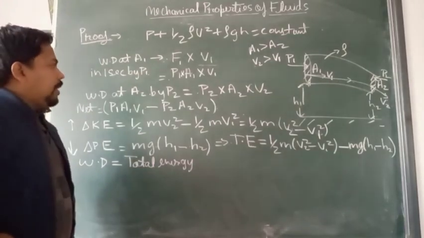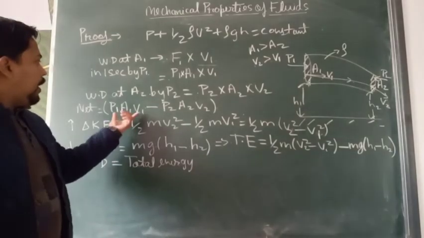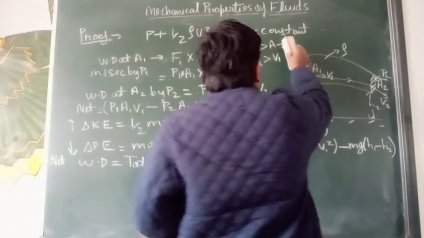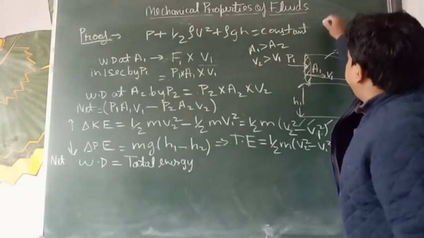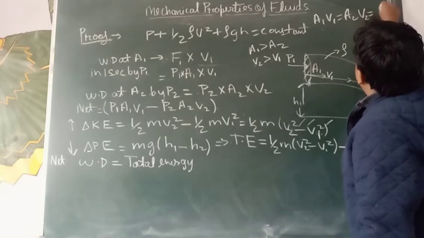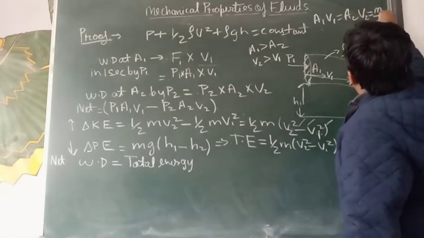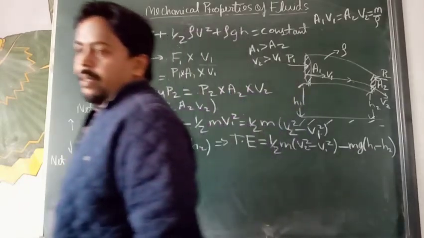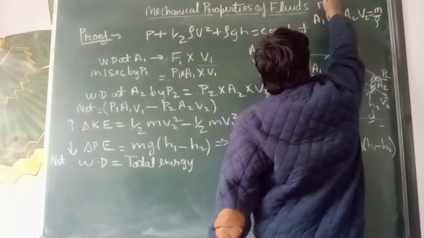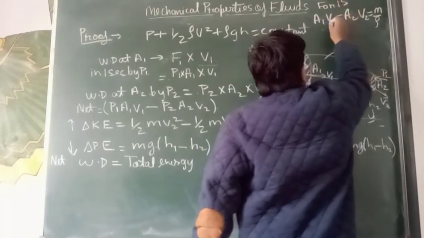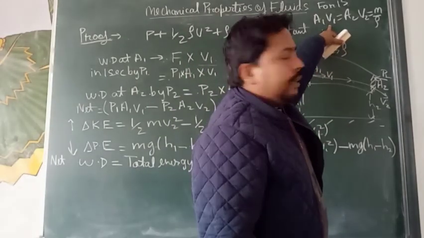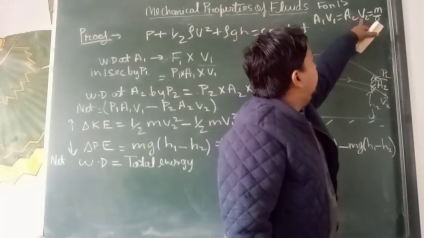So further we can see that according to the equation of continuity, we can modify this equation further. Let me erase this and explain it. According to the equation of continuity, we have A1 V1 equal to A2 V2, and that will be equal to m upon rho. A into V is for 1 second. V1 is the distance for 1 second, and this is A into length.